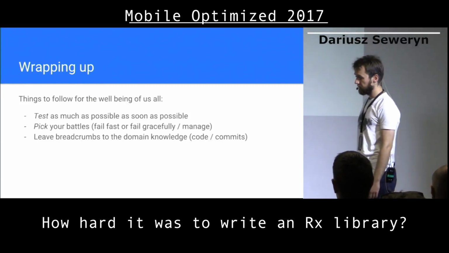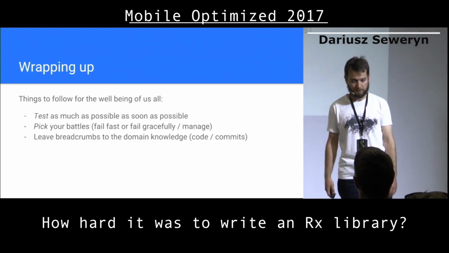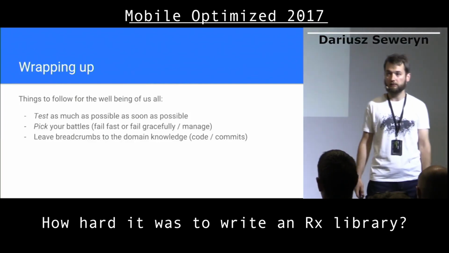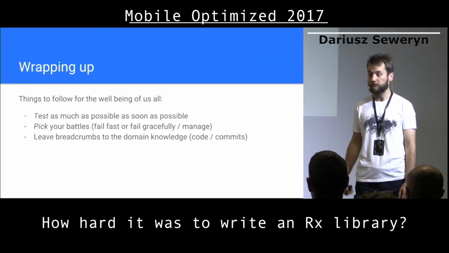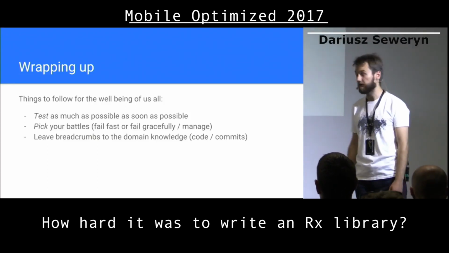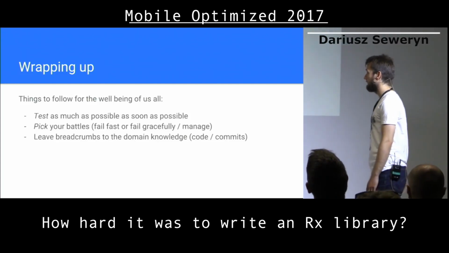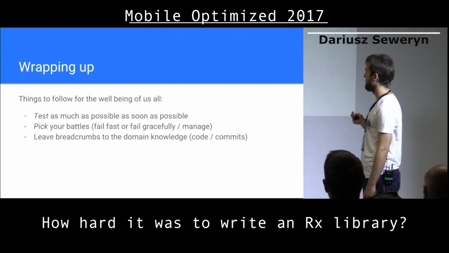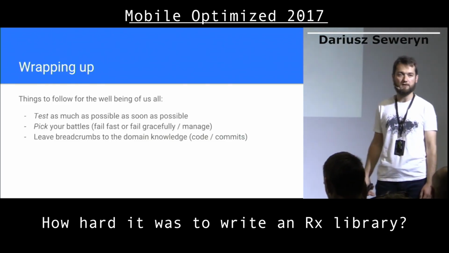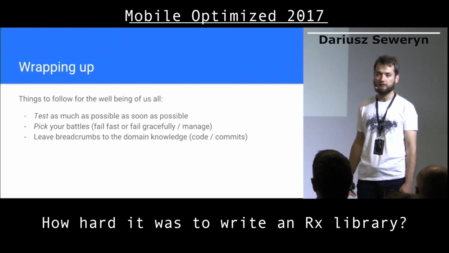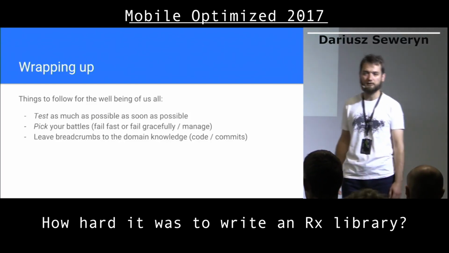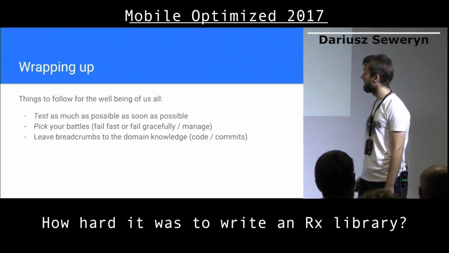And the last thing is to not make access to the domain knowledge harder for you, your future you, your users, and the maintainers. Always leave as many breadcrumbs to the domain logic as possible, because then it is way easier to find what the change is or what the reasoning behind some decisions in the code is.